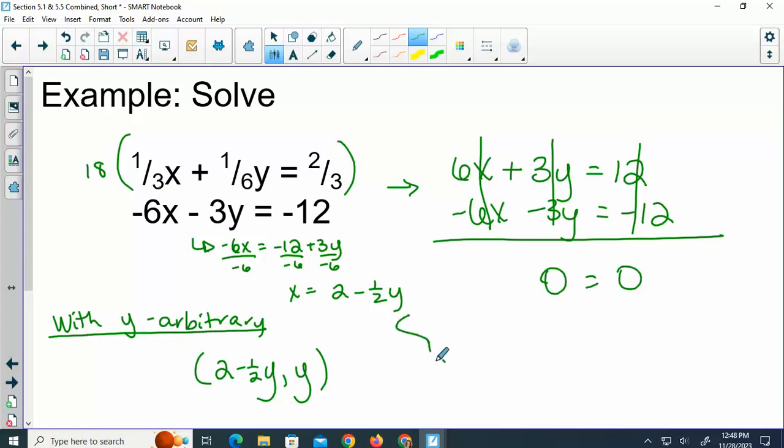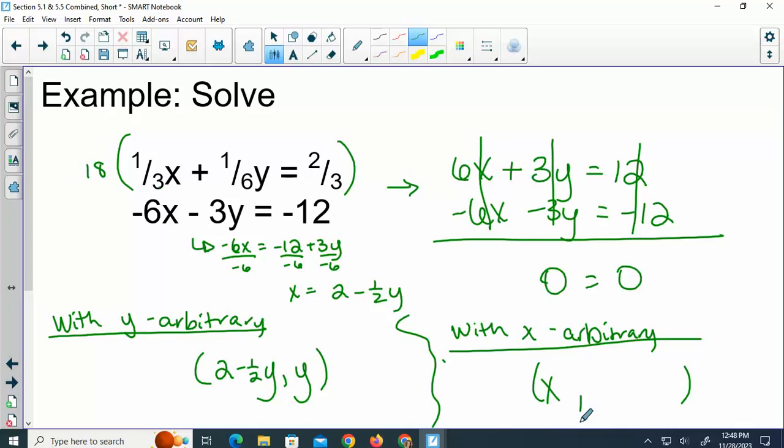If I said to do it with x arbitrary, that means we keep the x and we have to solve for y. And so if I solve for y in my equation, I could add my 6x, divide by -3.